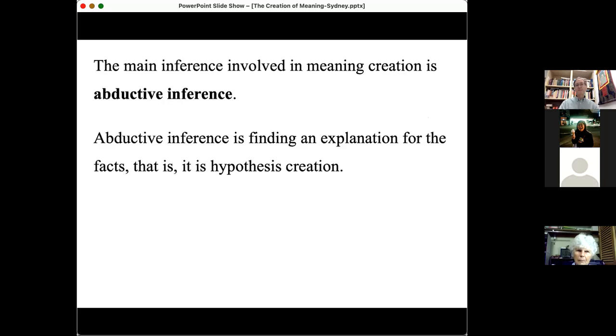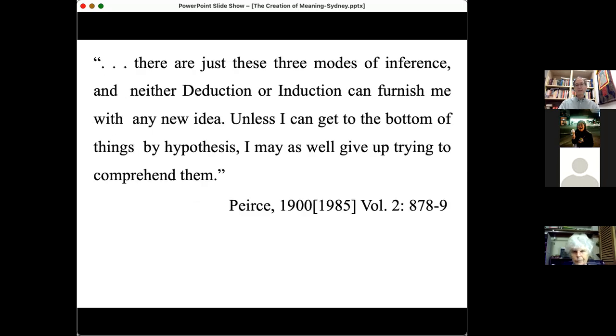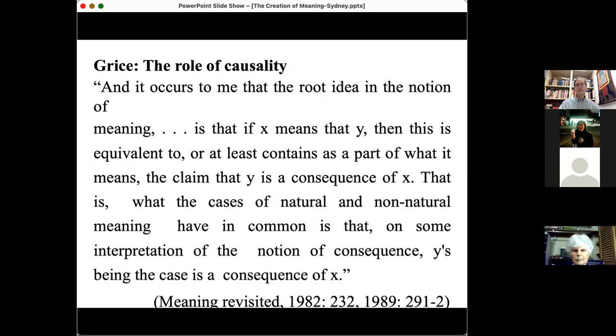The main inference involved in meaning creation is abductive inference. Abductive inference is finding an explanation for the facts, that is, hypothesis creation. As Peirce said, there are just these three modes of inference, and neither deduction nor induction can furnish me with any new idea. Unless I can get to the bottom of things by hypothesis, I might as well give up trying to comprehend them. Now, Grice had a very similar idea, although he was a bit later, and seems independent. He doesn't seem to cite Peirce.